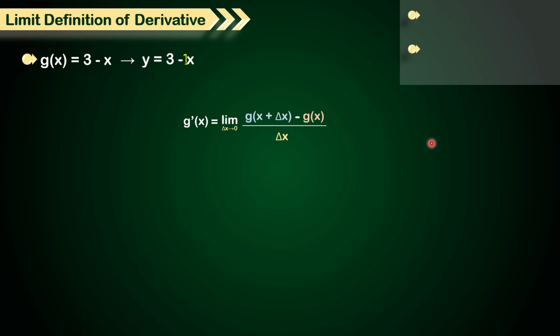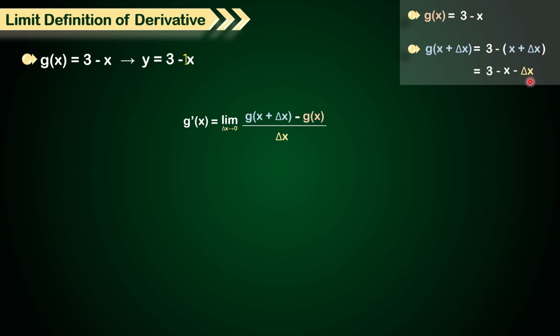In this example, g of x is 3 minus x. g of x plus delta x is 3 subtracted by the entire x plus delta x. Remove grouping symbols. Distribute the negative sign to each term of x plus delta x, and it is equal to 3 minus x minus delta x.